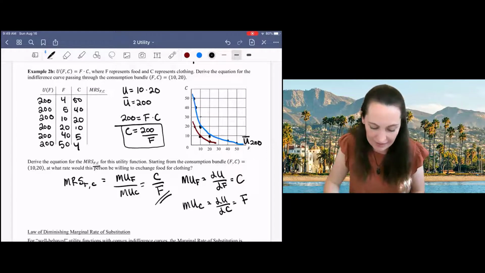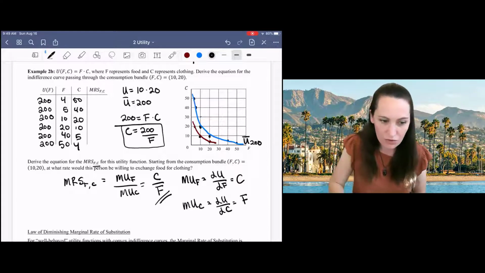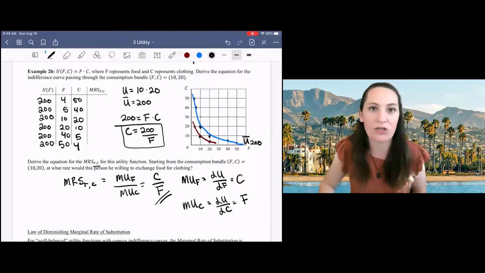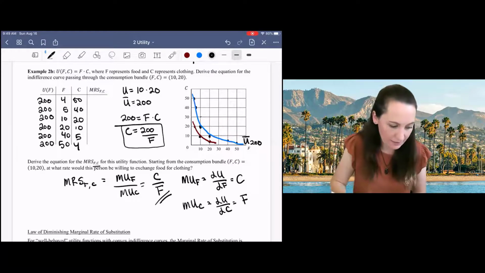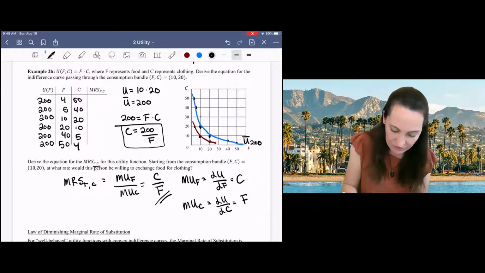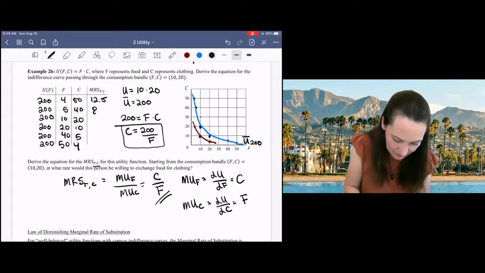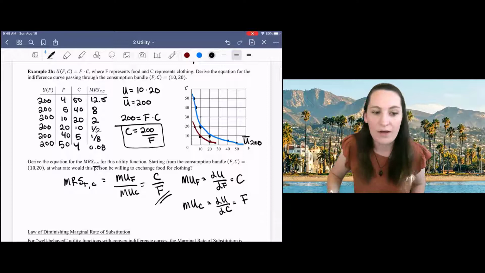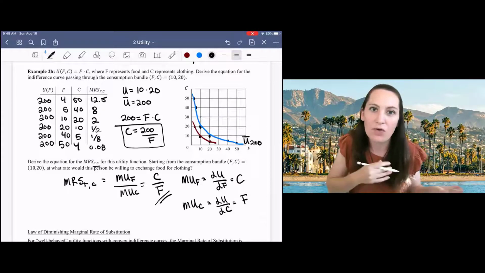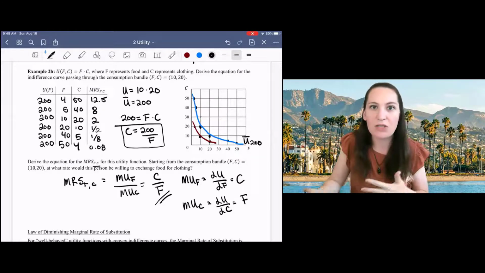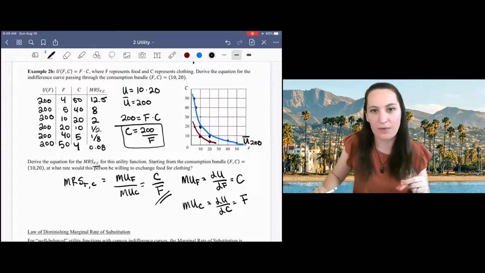And so I can calculate that to show you here for these points what the marginal rate of substitution looks like. Right? So I've got 50 divided by 4, that's 12.5. I've got 8, 2, 1/2, 1/8, and then this is 0.08. Again, what you already knew is that the marginal rate of substitution is the slope of the indifference curve. Slope of the indifference curve is getting flatter as we consume more.